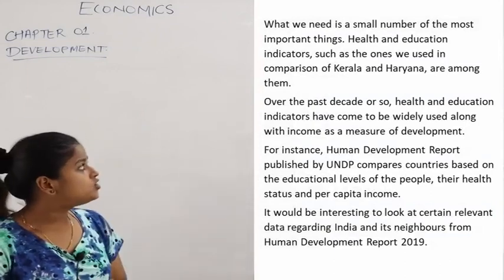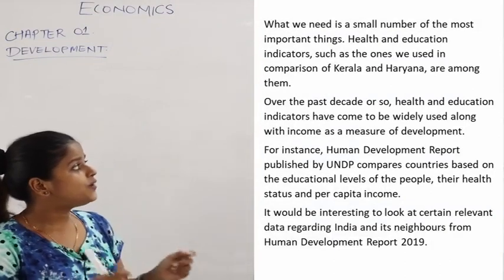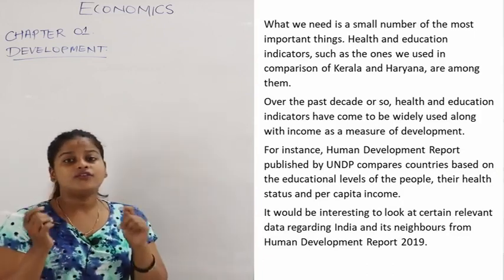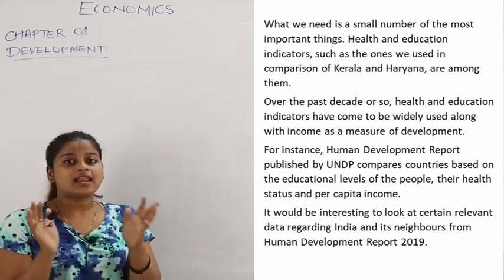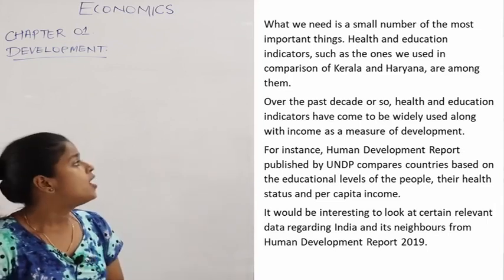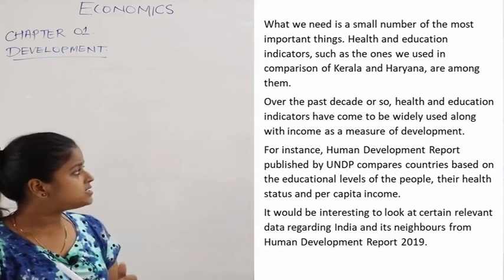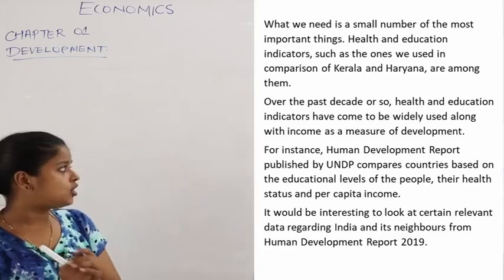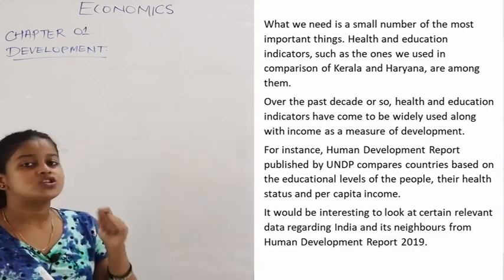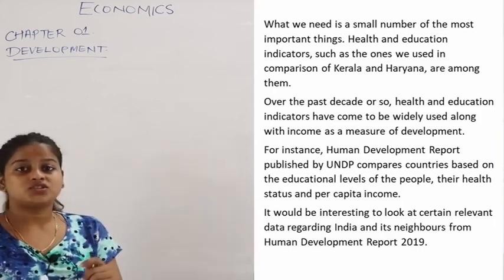So health and education indicators, such as the ones we used to compare Kerala and Haryana, are among them. The factors we took to compare Kerala and Haryana were the infant mortality rate and the per capita income. Over the past decades, health and education indicators have come to be widely used along with income as a measure of development. So health and education are also considered when we calculate measures of development.